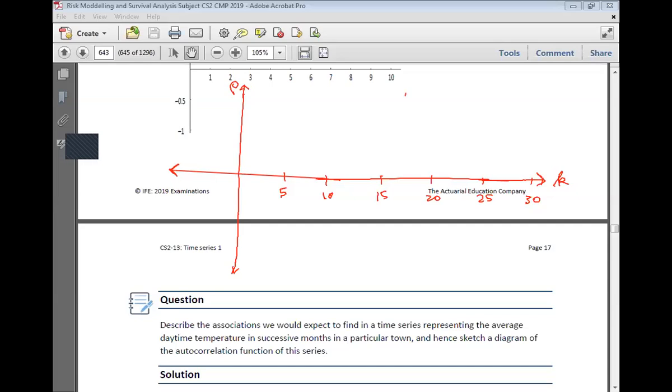What is the scale of K? Days or 5 days or 10 days? 5 months, 10 months? Okay, it's actually in months, so I'm considering months. Good question. So these are the months.